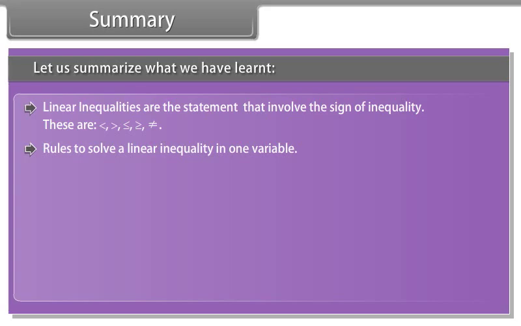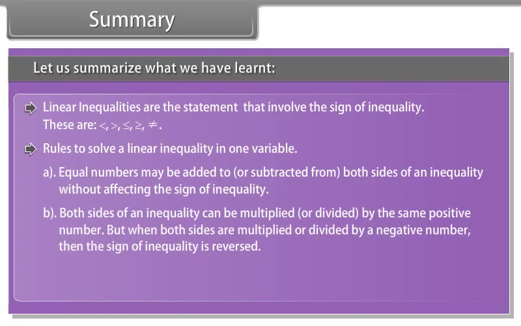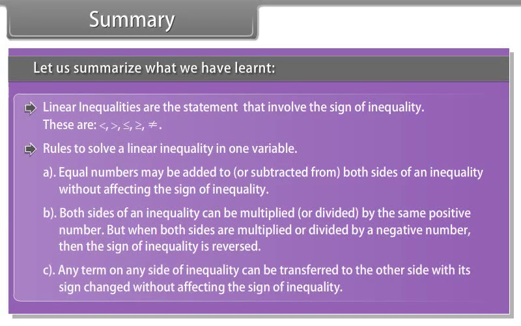Rules to solve a linear inequality in one variable. A. Equal numbers may be added to or subtracted from both sides of an inequality without affecting the sign of the inequality. B. Both sides of an inequality can be multiplied or divided by the same positive number, but when both sides are multiplied or divided by a negative number, then the sign of the inequality is reversed. C. Any term on any side of an inequality can be transferred to the other side with its sign changed without affecting the sign of the inequality.